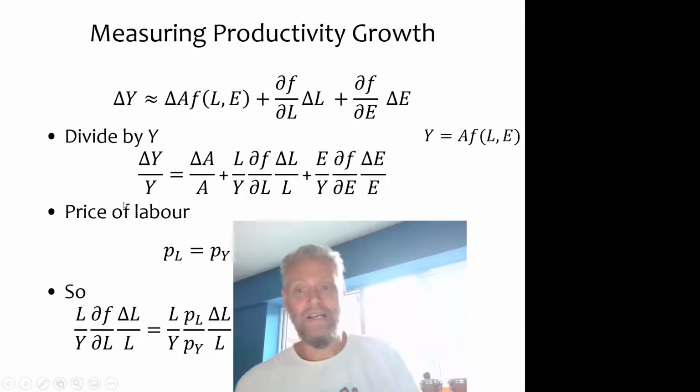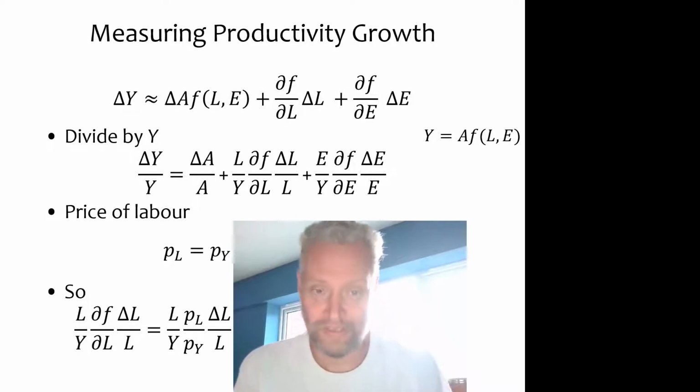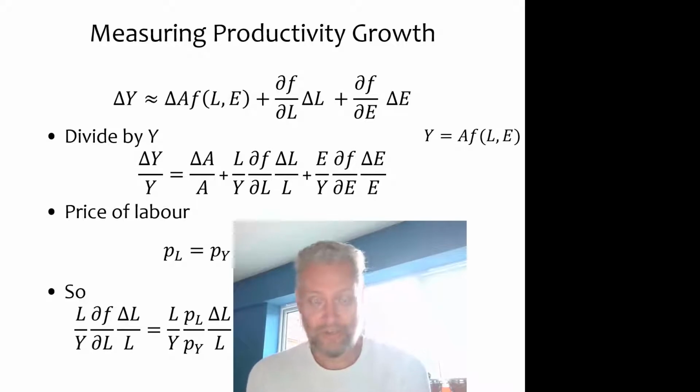So copying this, what we have is that the change in output is approximately equal to the change in total effective productivity times the original production plus the change in labor times the first partial derivative of production to labor plus the change in environment times the first partial derivative of production to the environment. So that is our approximate growth in absolute terms.